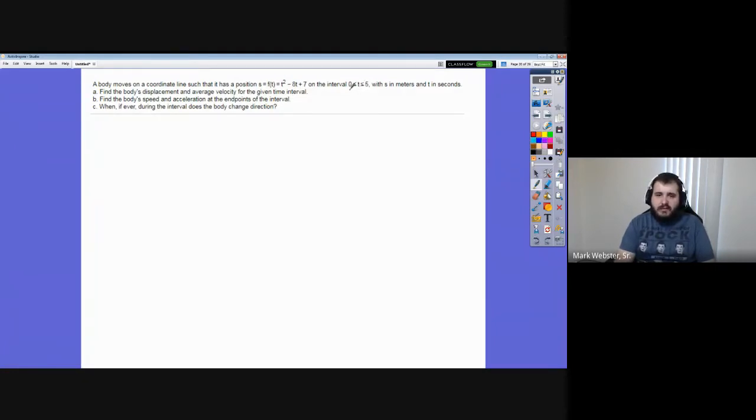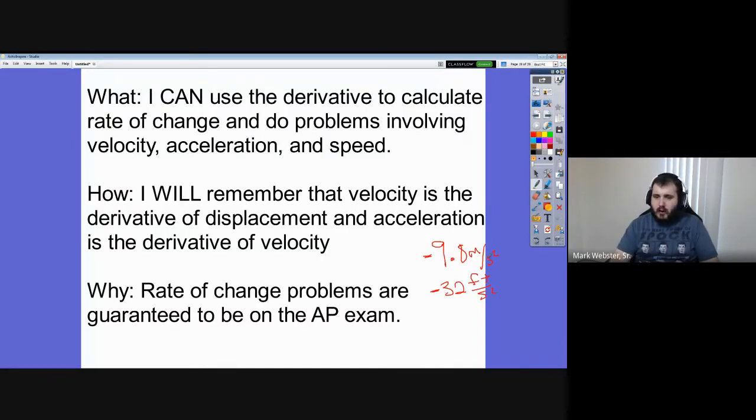And they're telling us that we are focused on the interval from 0 to 5 inclusive. So starting at 0 and ending exactly at 5. And they're telling you that the units for S, which they're giving here as our position, remember they use S for position, are in meters, and the units for time, which is our independent variable, are in seconds. So if we were being forced to talk about something falling, which we're not, then we would be using the negative 9.8 meters per second squared number, right? So just be aware.